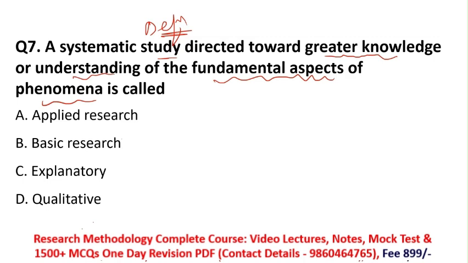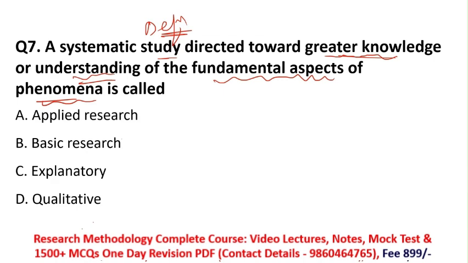Here, a systematic study, you have to read the line word by word clearly. A systematic study directed towards greater knowledge or understanding. Suppose I am a researcher and I am doing a systematic study for the sake of knowledge, I just want to increase my knowledge or understanding. What I'm doing here is studying the fundamental aspect of phenomena, and I just want to know the principle of a particular phenomenon. I just want to fulfill my curiosity. That's why I'm doing this particular research.